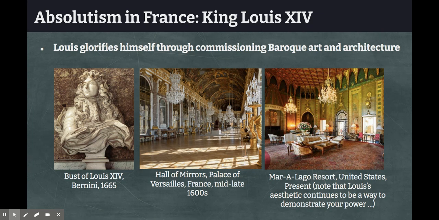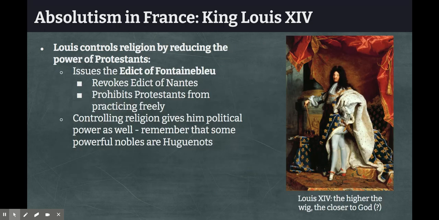And this style of art continues to convey power. It continues to be part of the language of power. Just as an example of that, over on the far right is Mar-a-Lago, which is one of Trump's resorts. Again, you can see it kind of looks like Versailles, right? The intent is to convey that if you stay here, you are powerful, you are special, you are like the Sun King, right?